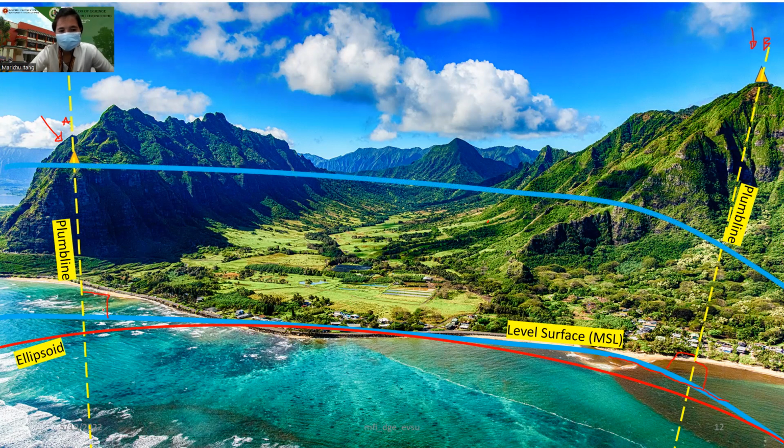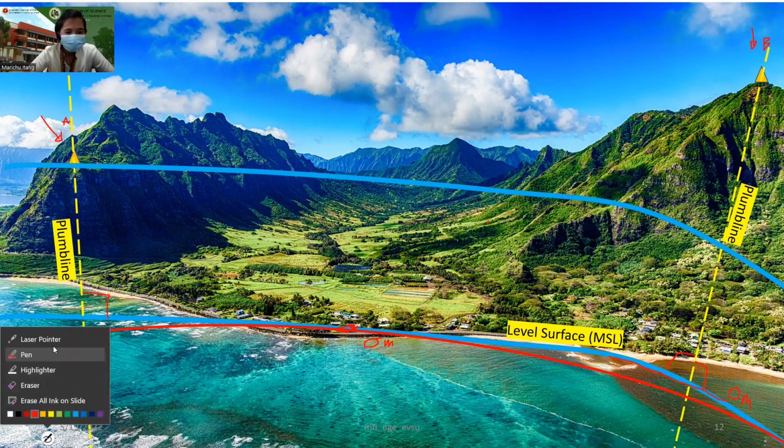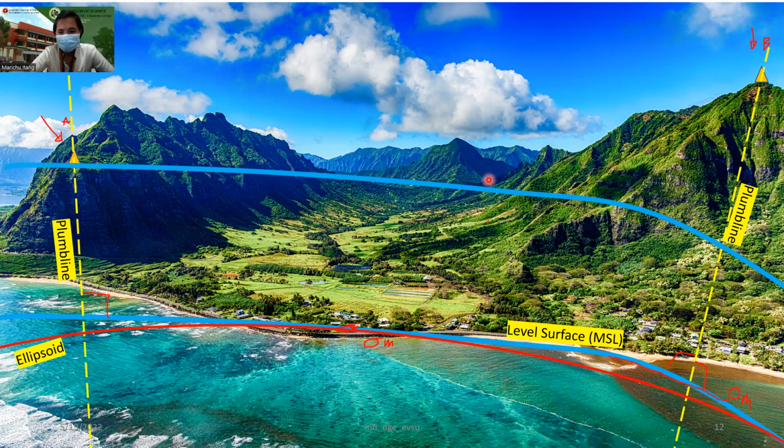So if we have a level surface on our benchmark, therefore we have also a level surface projected sa ating point A. So when you say, pag may level surface has zero elevation, let's say this is 0 meters. Di ba kasi zero man, ay mean sea level. So our elevation is zero. So we have a level surface. So we can also create a level surface to our specific point, which is parallel kay atin level surface. So we have here another level surface for our point A. So we have here our level surface.